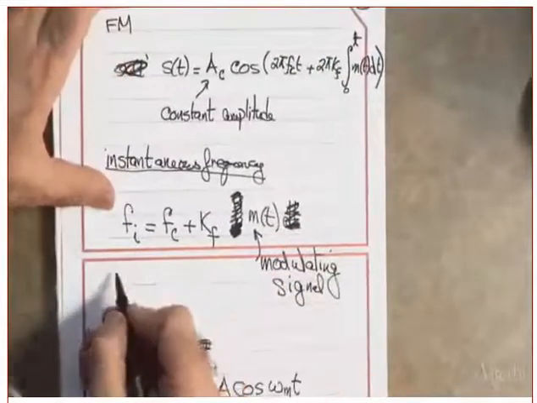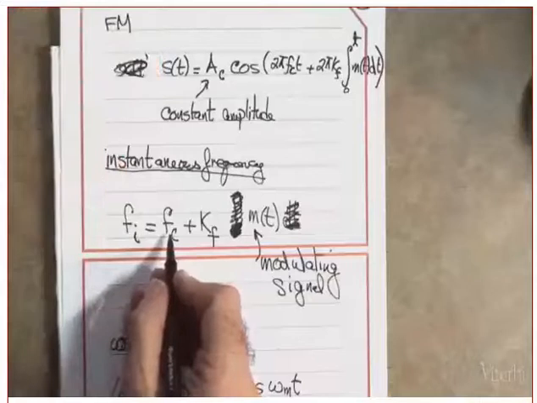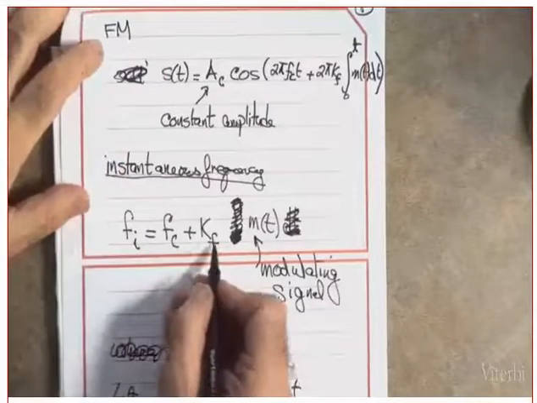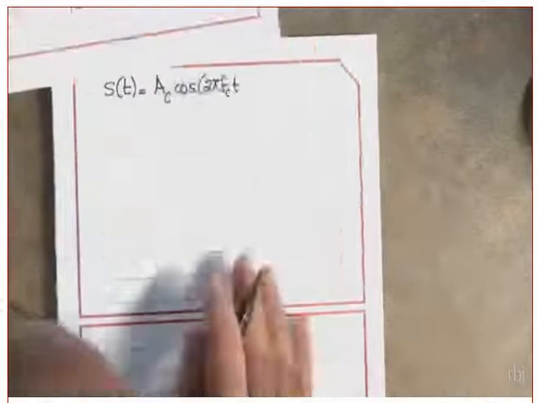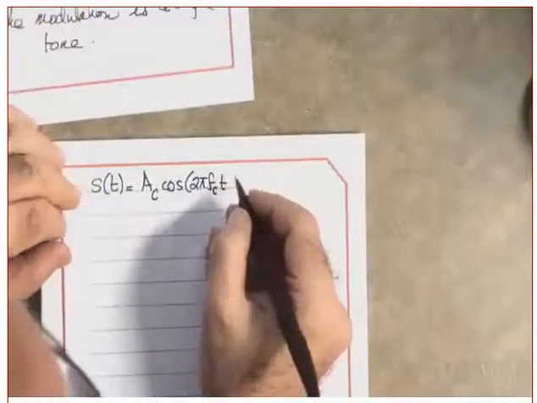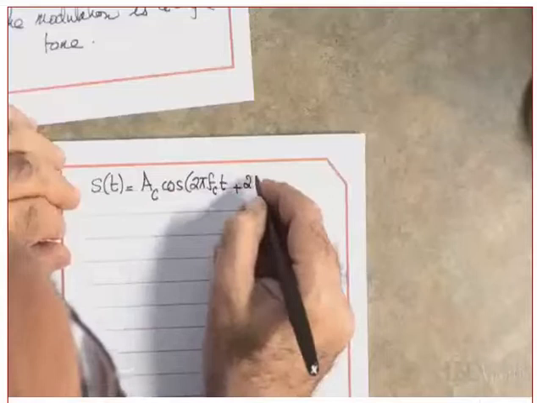What is F_i? F_i equals what? F sub c. And this one would also change. Why? Because m of t is what? Okay, one second. Cosine 2 pi F_c t plus what?